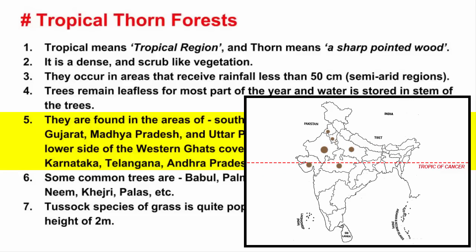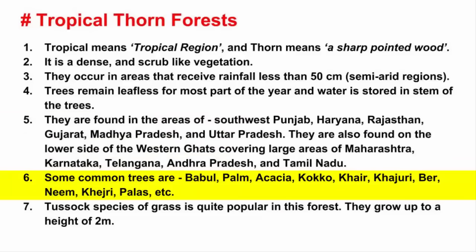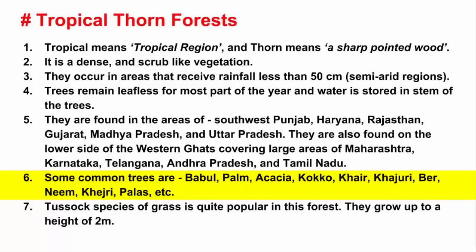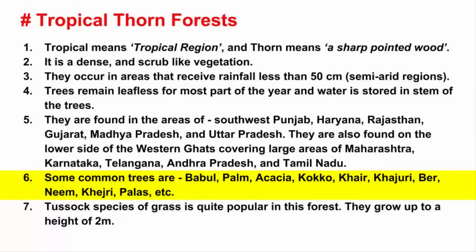They are also found on the lower side of the Western Ghats, covering large areas of Maharashtra, Karnataka, Telangana, Andhra Pradesh and Tamil Nadu. The lower side of Western Ghats receives less rainfall. Some common trees found in these forests are babul, palm, acacia, cocoa, khair, khajuri, ber, neem, khejri, palas, etc. Tussock species of grass is quite popular in this forest. They grow up to a height of 2 meters.